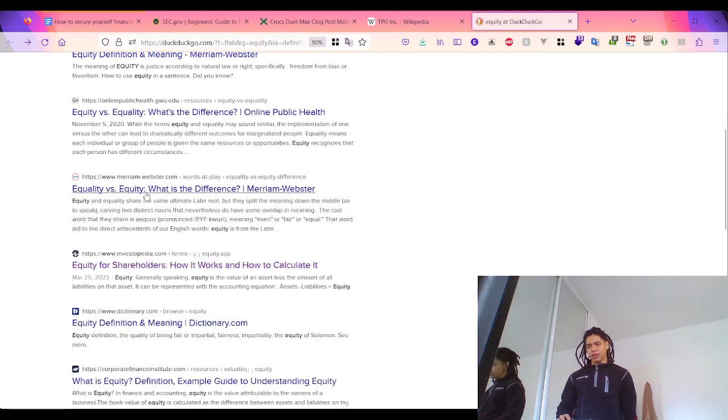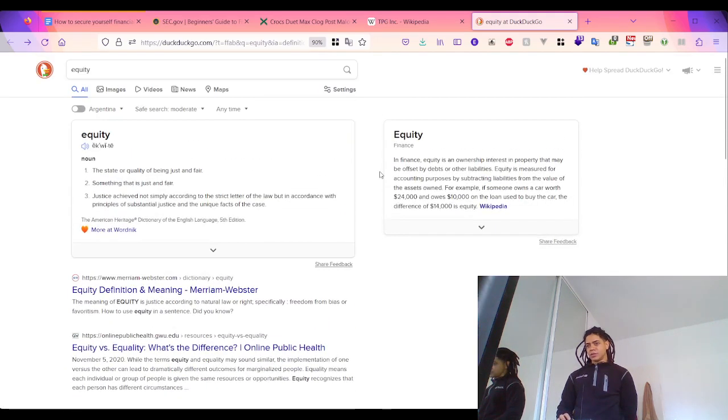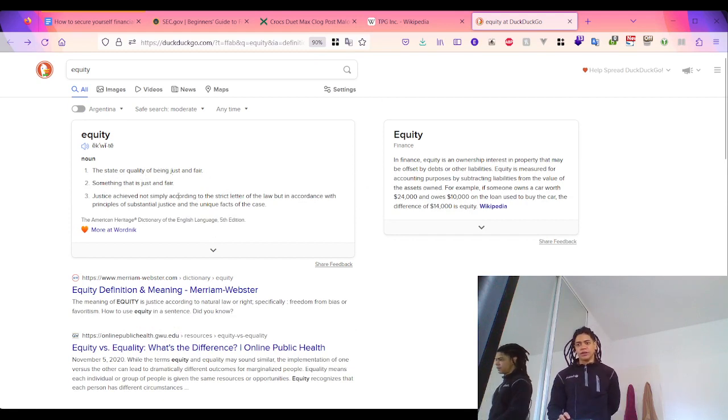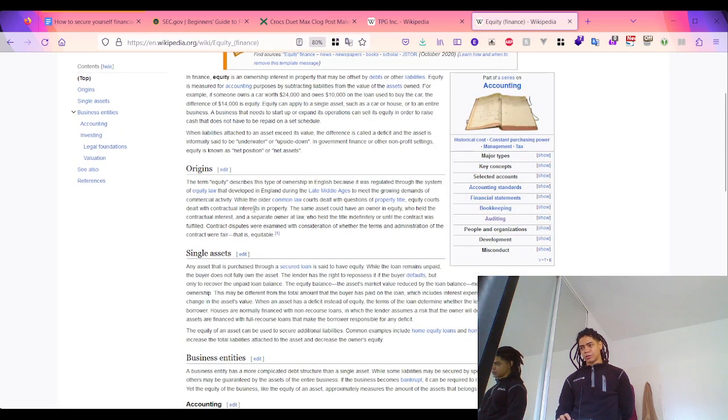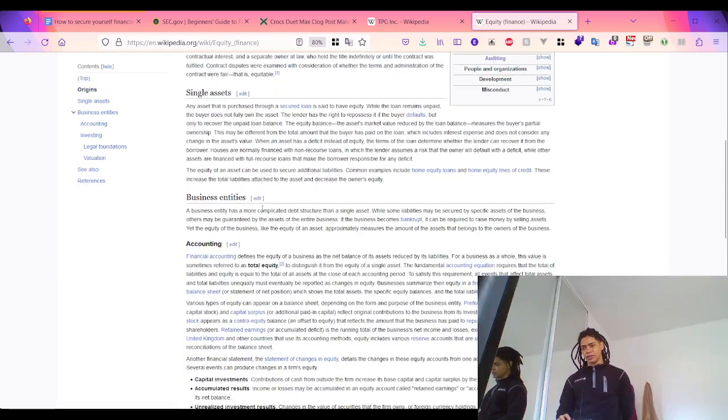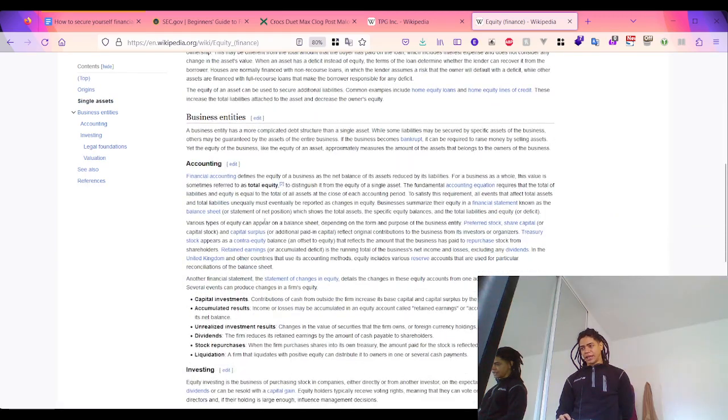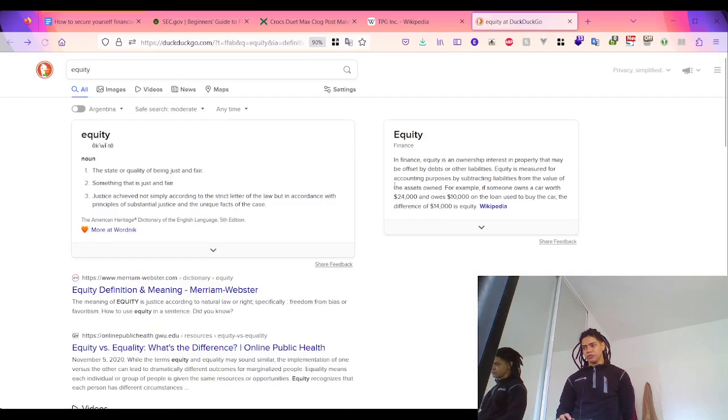Equity and equality. Equality is the state of being equal and fair, something that is just and fair. In finance you have a different meaning here. But after all, in accounting, that's what it means. Equity is how much ownership you have in a property minus its liabilities.